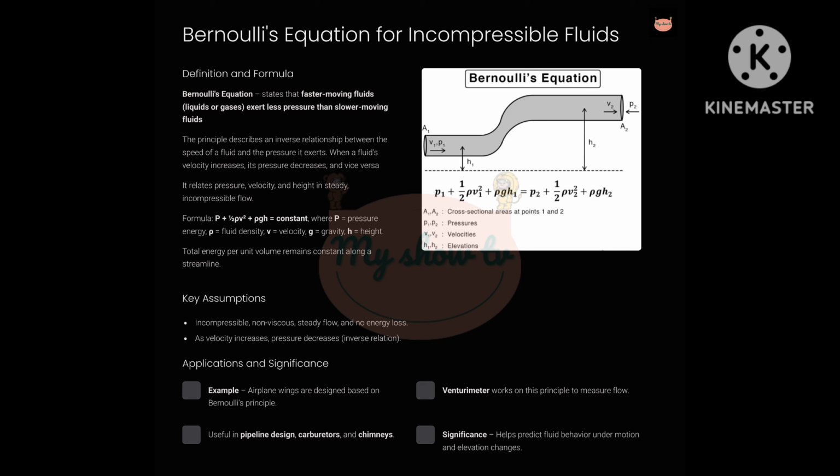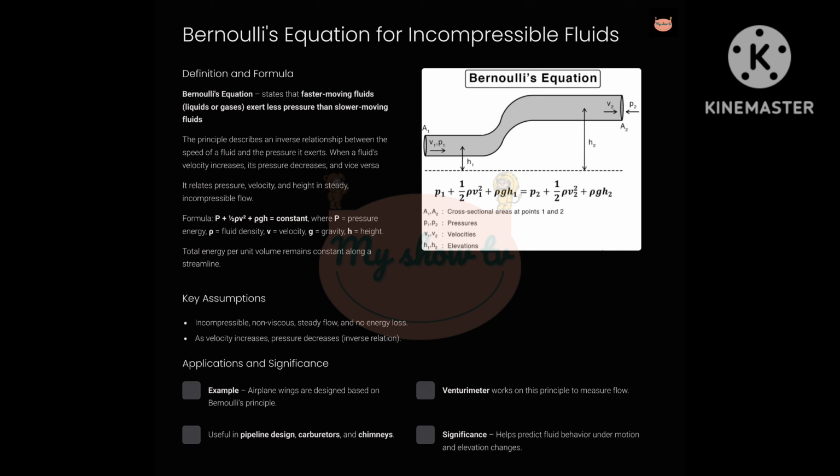If a fluid speeds up, higher v, its pressure, P, drops. If a fluid moves up in height, h, its pressure drops unless velocity or input pressure compensates. This inverse relation between pressure and velocity explains lift on airplane wings. Air moves faster above the wing, lowering pressure and lifting the plane.